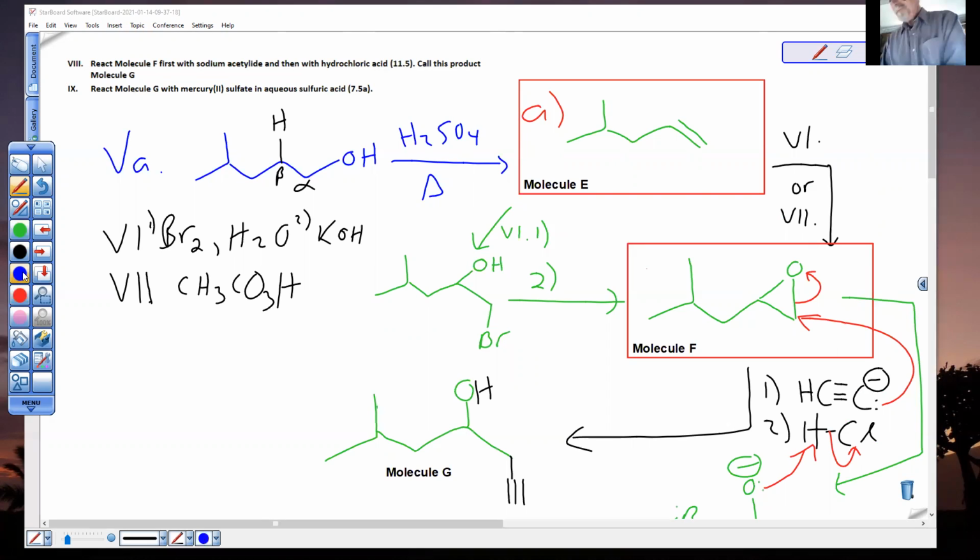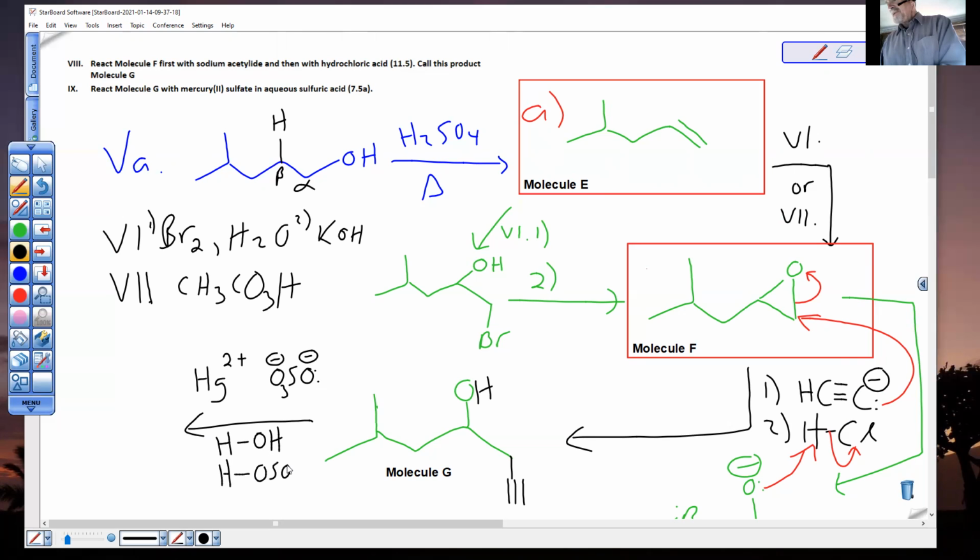Okay, not a problem. Let's do that. So mercury sulfate, we're going to need it drawn out like this. And it will really help if we draw a sulfate ion out like this. Lone pair, minus, so it's SO4 2-. And we're going to use, what else? We got aqueous sulfuric acid. Going to need some water, some sulfuric acid.